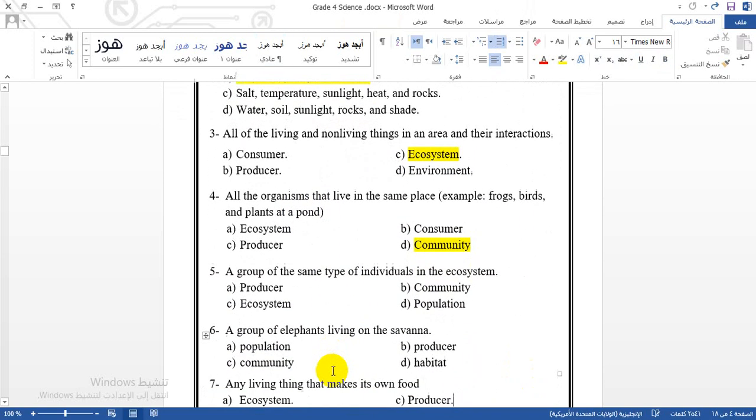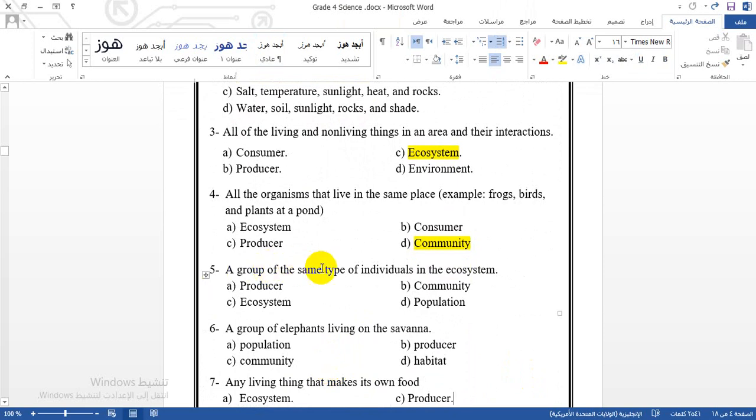Let's go down. Number 5, a group of the same type of individuals in the ecosystem. If you remember that, a group of animals of the same species that live in one ecosystem, like what? Like a group of elephants or a group of wolves that live in what? In the mountain ecosystem. We know that the wolves live there exactly in the mountain ecosystems.